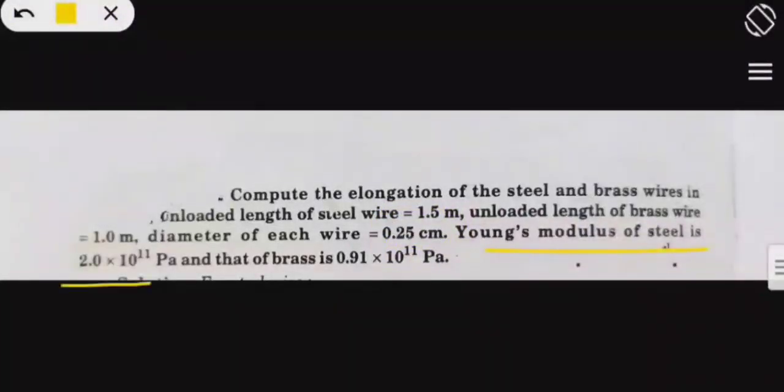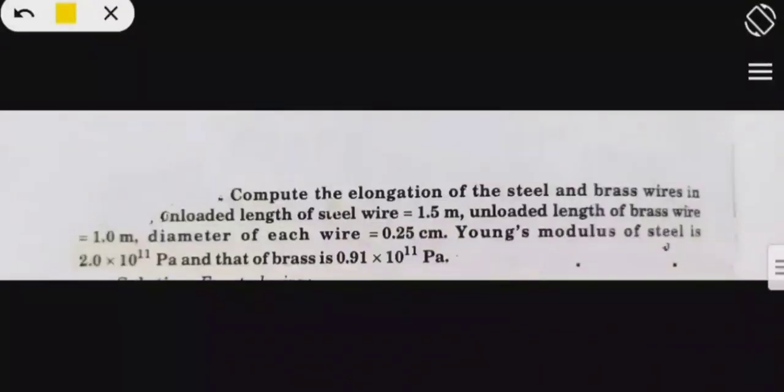Young's modulus of the steel is 2.2 into 10 to the power 11 Pascal, and that of brass is 0.91 into 10 to the power 11 Pascal. Another unit for Young's modulus, instead of Newton per meter square, you can write as Pascal. This is the same form.